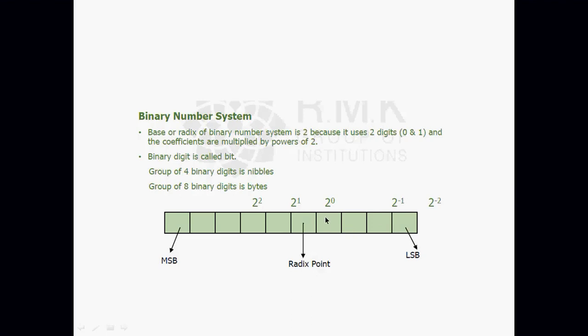Before the radix point, we have 2 to the power of 0, 2 to the power of 1, 2 to the power of 2, and so on. After the radix point, it represents 2 to the power of minus 1 and 2 to the power of minus 2, which is very similar to decimal, but here the base is 2. So in this case, the negative side represents the LSB, as well as the positive side represents the MSB.